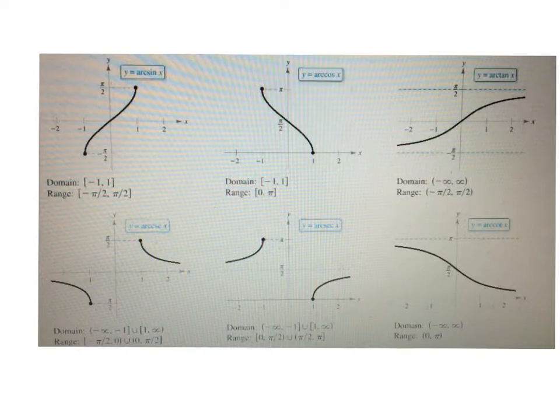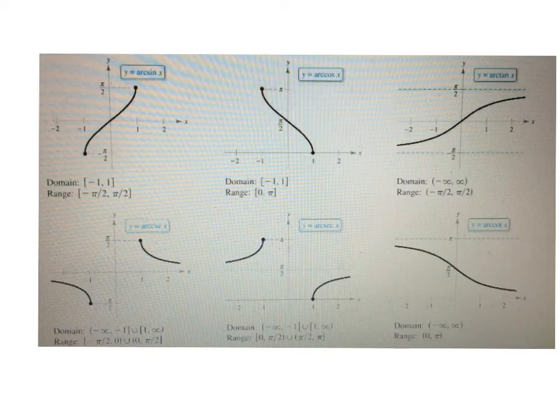What we have here is a picture I took off of WebAssign of the graphs of all 6 of our inverse trig functions. The first one, which you see right here, is the graph of the inverse sine. You can see that the domain is negative 1 to 1, and our range goes from negative pi over 2 to pi over 2. The second one is the inverse cosine, and you can see again the domain is negative 1 to 1, and now in this case the range is 0 to pi, and so forth.